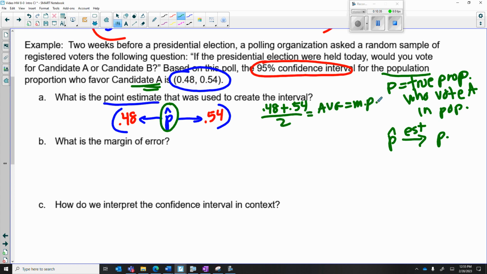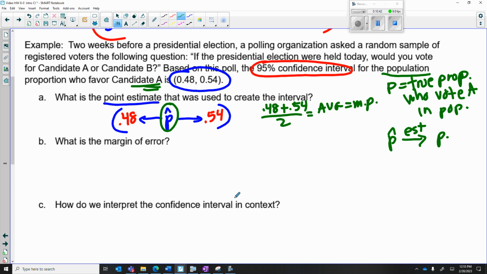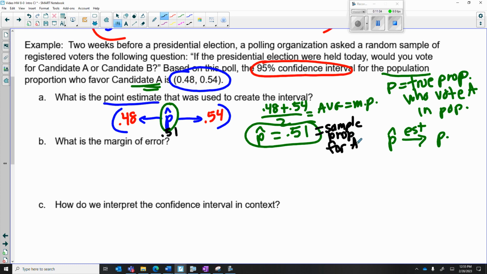And that's actually a formula you guys did in geometry. So if I do this and I divide by 2, I get 0.51. So that means that the p-hat that they used to create the interval was 0.51. So that 0.51 would be smack in the middle of this interval. So that means that when they took the sample of the voters from the poll, the sample statistic, the sample proportion of those who vote for candidate A was 51%. Now, what is the margin of error?